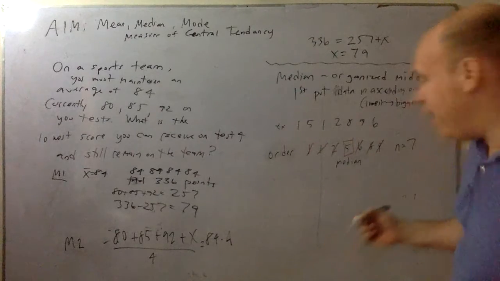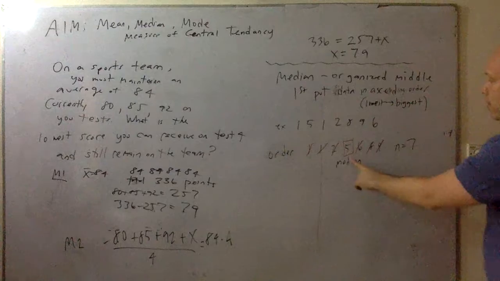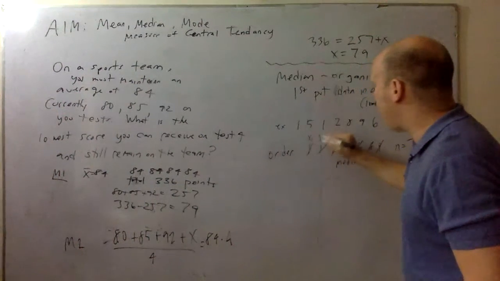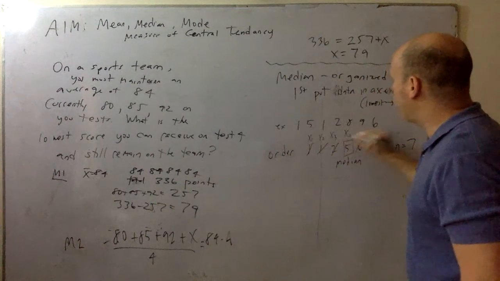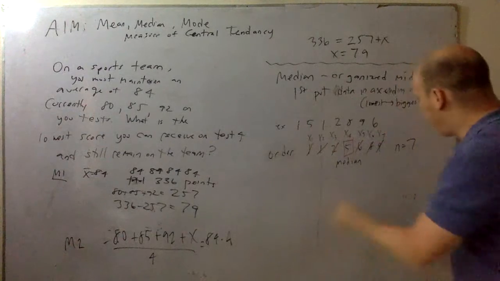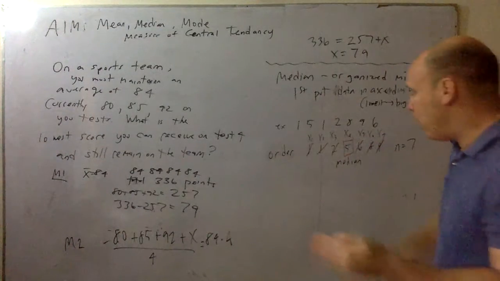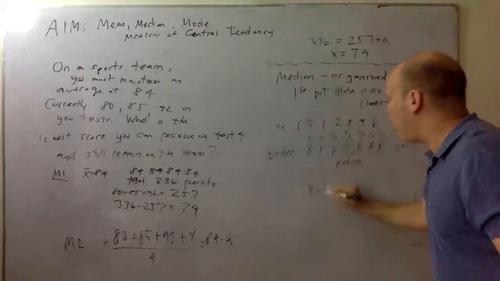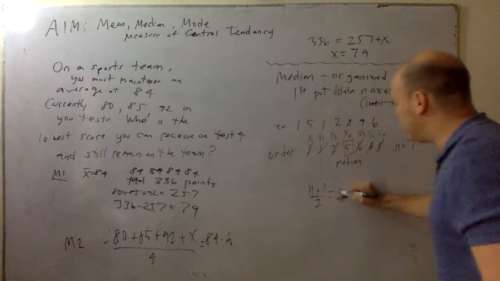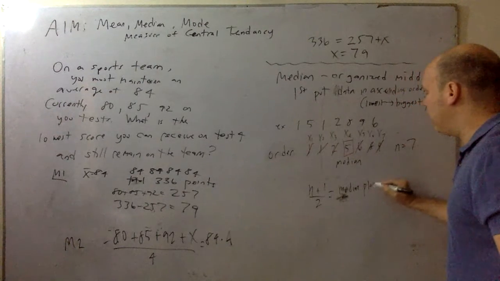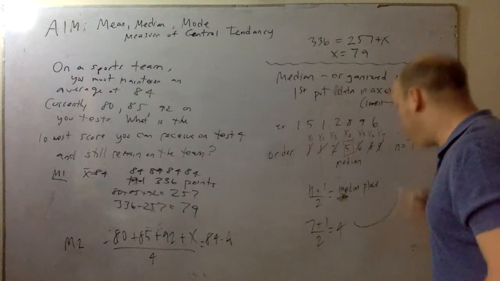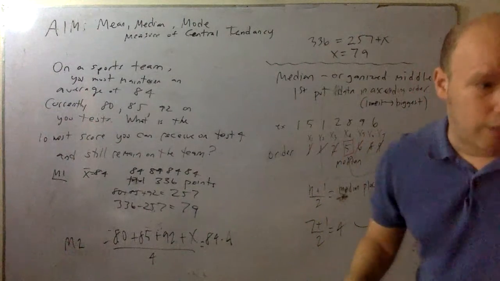Now, what you'll see in a book is, for example, this is the 4th piece of data. This is X1, this is X2, this is X3, this is X4, this is X5, this is X6, and this is X7. The question is, how do we find the median from knowing there's 7 pieces of data? Easily. Take n plus 1 divided by 2, and that equals the median place. So in this case, 7 plus 1 divided by 2 is 4. The 4th place is the median. That's how you do it.